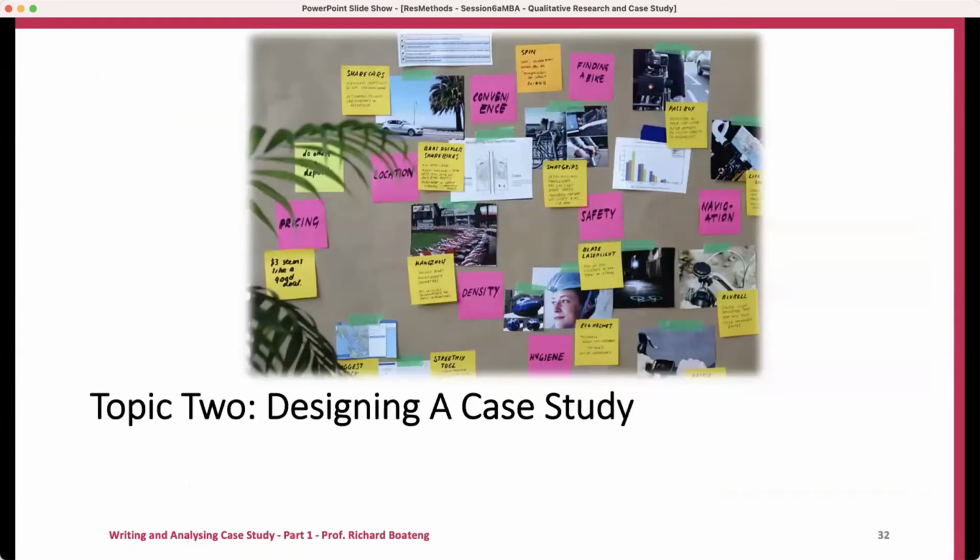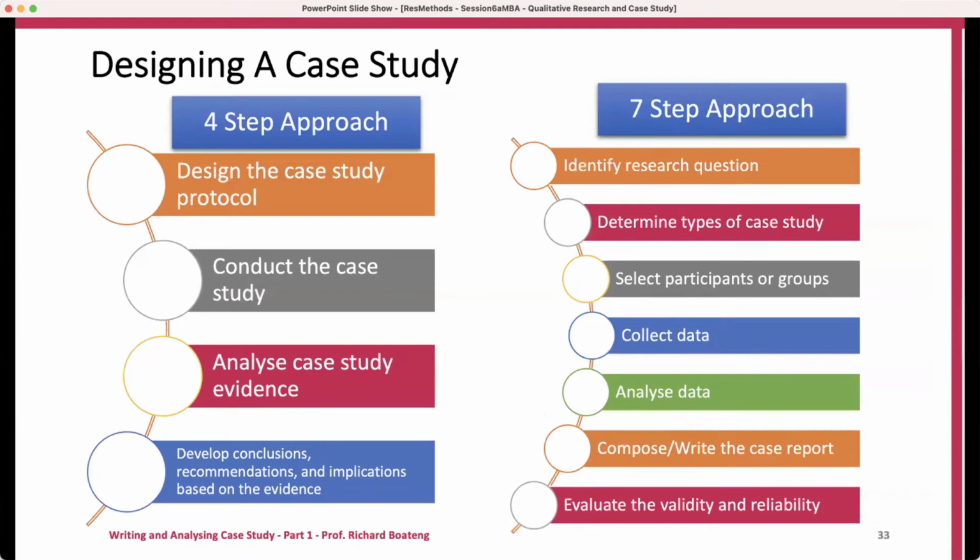Okay. Now, in designing a case study, you have the 4-step approach and the 7-step approach. In the 4-step approach, it is all the same, just that one elaborates more. For example, first of all, you need to design a case study protocol. So you identify the research question, you determine the kind of case study you are going to do, the type of participants you are going to collect the data from, where you are going to collect the data. All of those are the things that go into the case study protocol. The objectives of why you are doing it, the questionnaire you are going to use. And then the structure of the questionnaire, like the structure of the report when you finish collecting the data. Good. And then you conduct a case study and you analyze the data and you develop your conclusions.